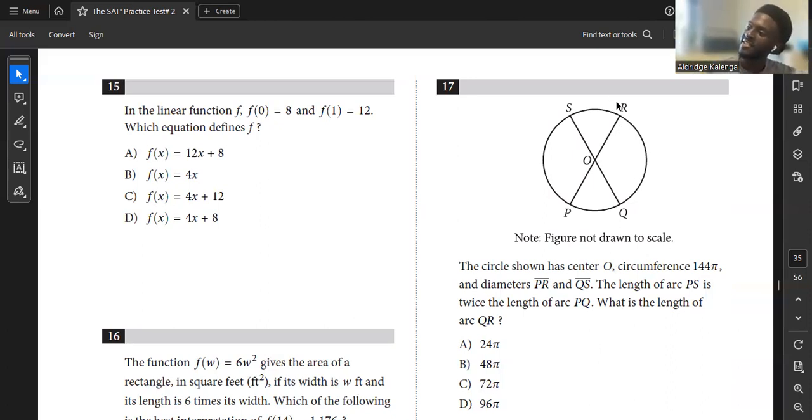The circle has a center, the circumference is 144 pi, and the diameters are PR and QS. The length of arc PS is twice the length of arc PQ. So PS is twice the length of PQ. What is the length of QR?